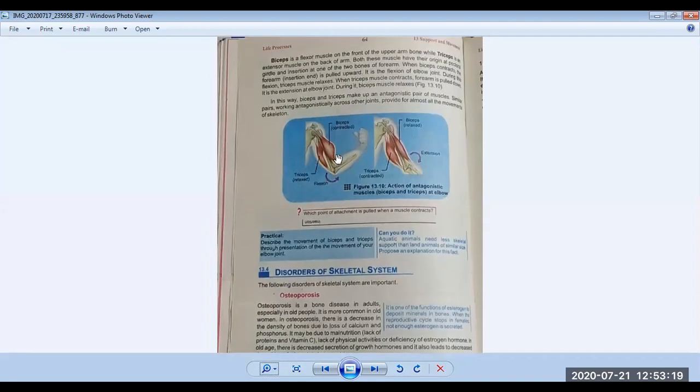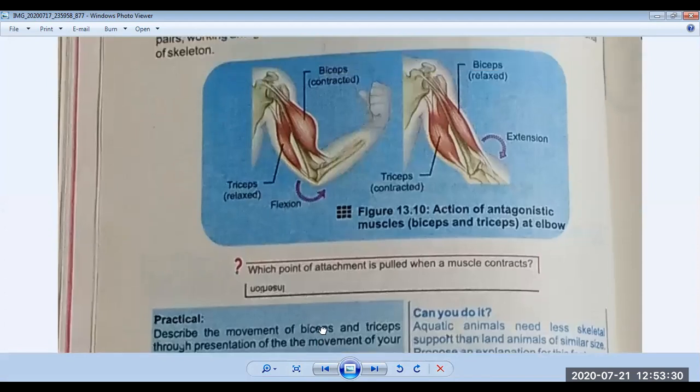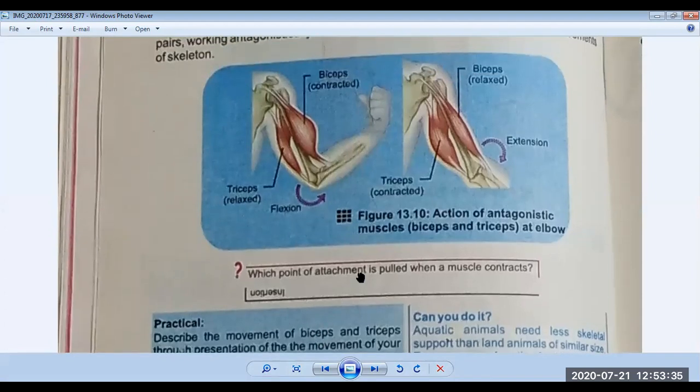I would like to explain with the help of a diagram, then you can understand easily. You can see this is a bicep muscle and this is a tricep muscle. Definitely bicep and triceps, they both make a pair which is called an antagonistic pair of muscles.